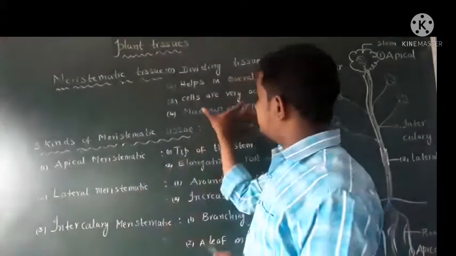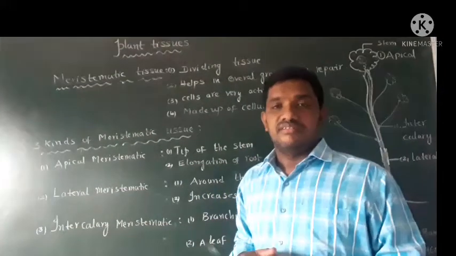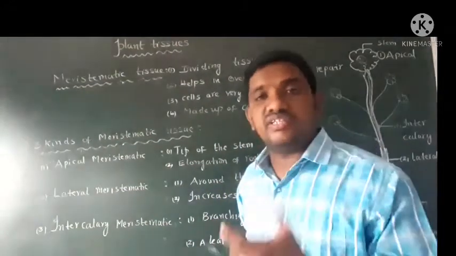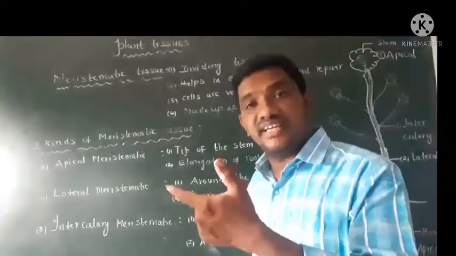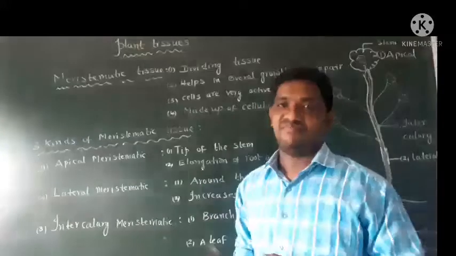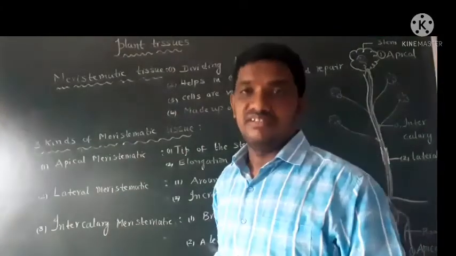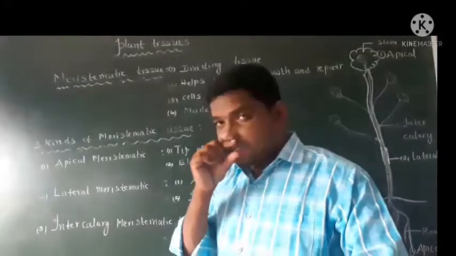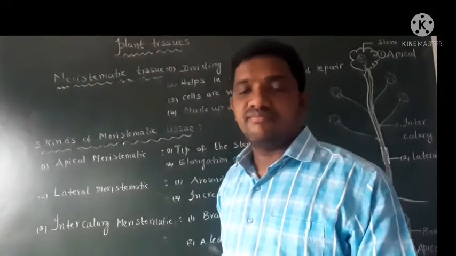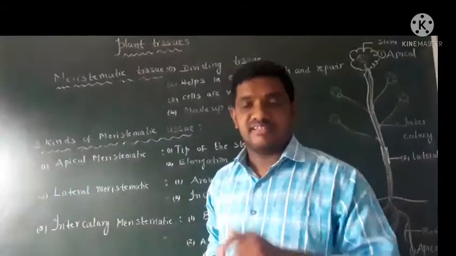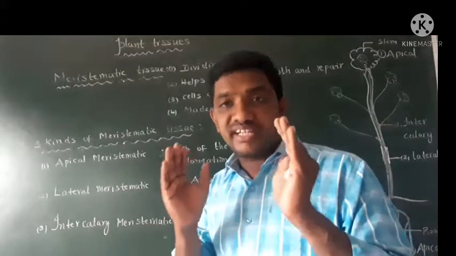Third one, cells are very active, so these cells help in continuously dividing. Fourth one, it is made up of cellulose. Cellulose is one type of complex carbohydrate, so remember it. These are the characteristics of meristematic tissue.